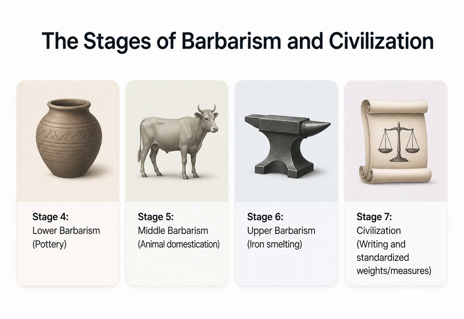Stage 5, middle barbarism, is marked by animal domestication and sedentary life. Stage 6, upper barbarism, features the smelting of iron. Finally, Stage 7 is civilization, defined by the invention of writing to transmit knowledge and standardized weights and measures, which indicate complex trade and commerce.